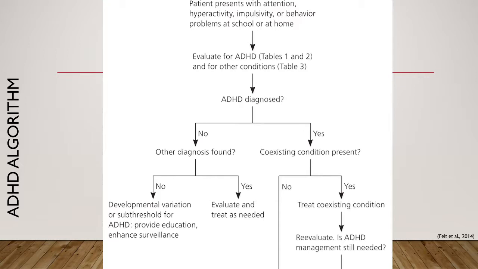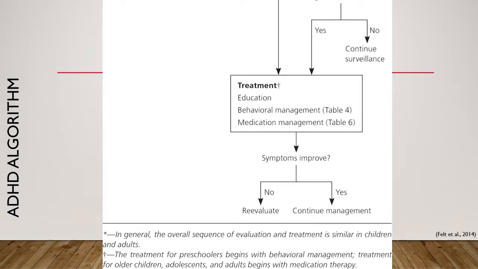If there is a confirmed diagnosis of ADHD, we are going to treat the coexisting condition and reevaluate if management is still needed. But if there's no coexisting condition, if there's no other explanation for the symptoms, then we will move to treatment. This may include education and behavioral management or medication management. We'll reevaluate if symptoms do not improve, but continue if they do. And management will be described in a moment as well.